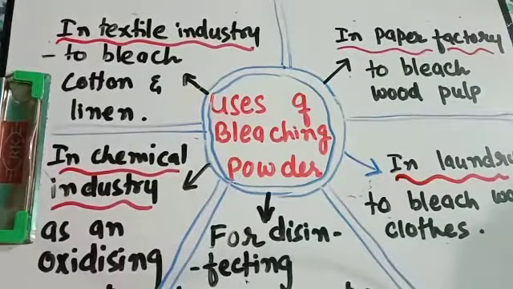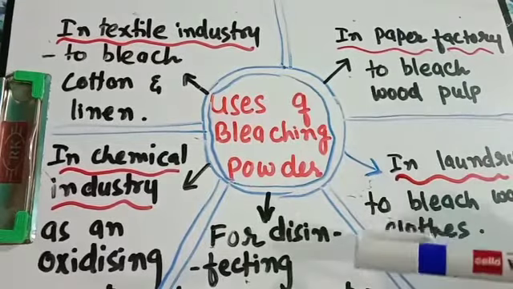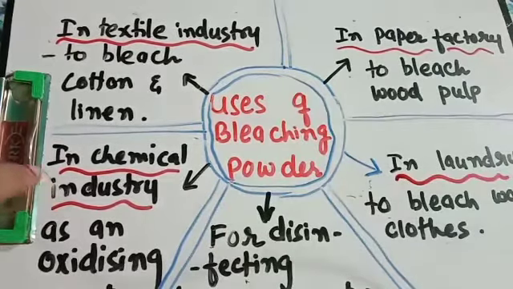The first use is in industry, textile industry. Second, in paper factories. Third, in laundry. Fourth, for disinfecting drinking water, and next, in chemical industry. Even you can write in any order, but all points should be covered.